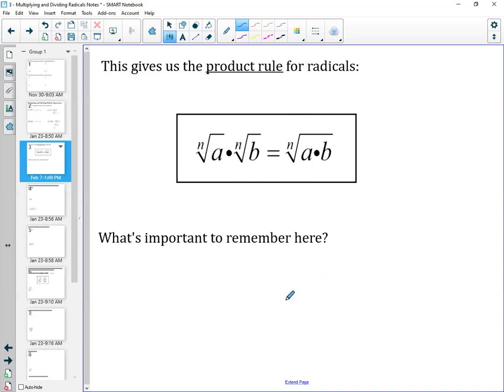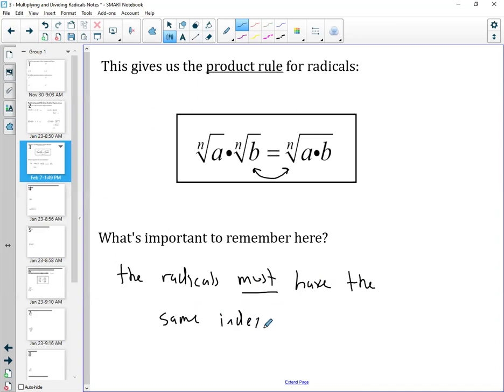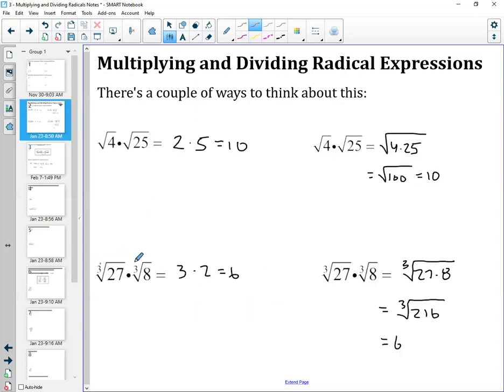So that gives us what I call the product rule, which tells you that the nth root of A times the nth root of B equals the nth root of A times B. And because this is an equal sign, it goes both directions, which is why this works either way. The important thing to remember here is that the radicals must have the same index. What that means is that if this is n, then this is n, and this is going to be n. If these aren't the same, you can't do this. That's why we had 3s here and 3s here, and there's really 2s here. We don't write them, but there are technically 2s there. And if those weren't both 2s, then you couldn't do this.